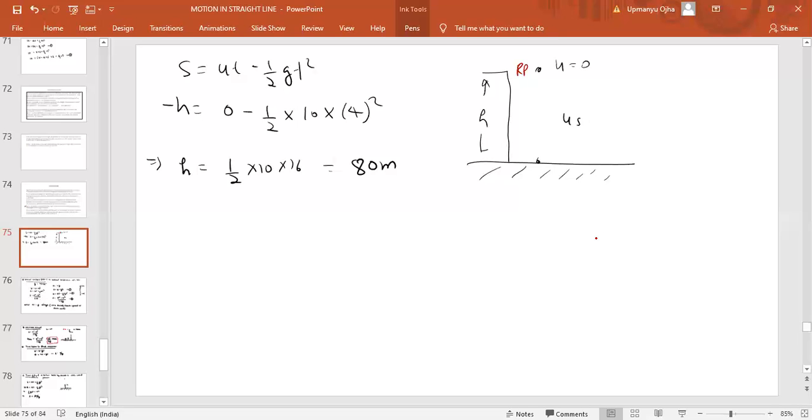Whenever the question says the particle is dropped, it means the initial velocity should be 0, u is equal to 0. If u is not given, then also you have to understand u is 0.